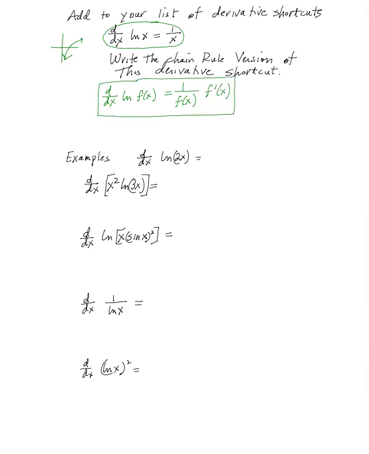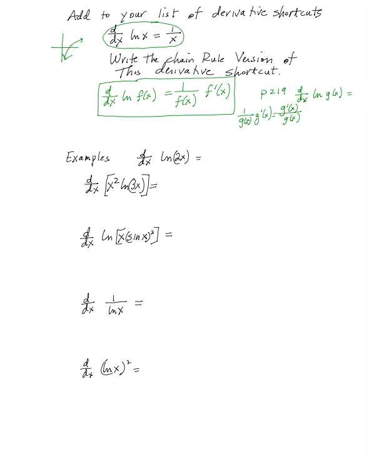And in your book, this is on page 219, where it says the derivative with respect to x of natural log of g of x is g prime of x over g of x. Well, I would say it's 1 over g of x times g prime of x. But notice, you can rewrite that as g prime of x over g of x.